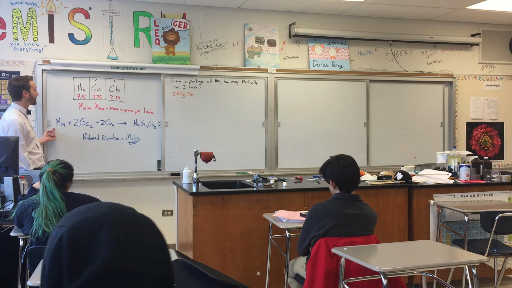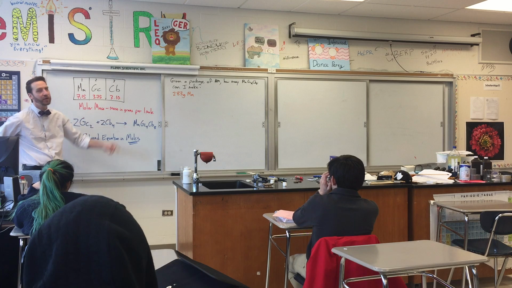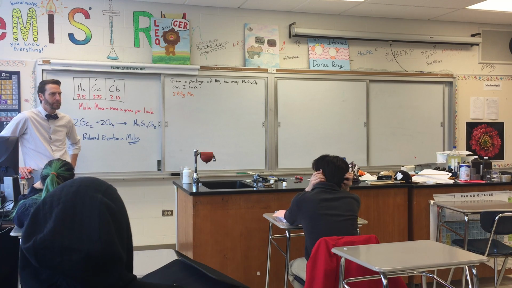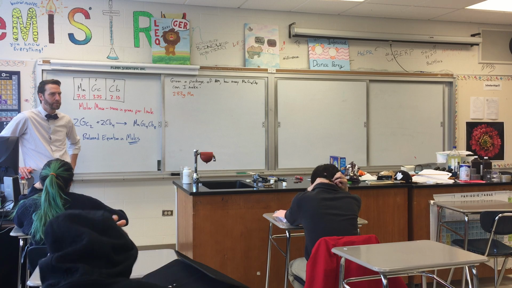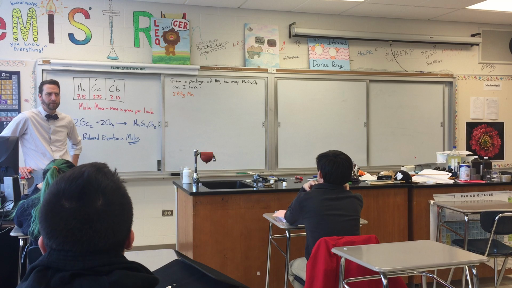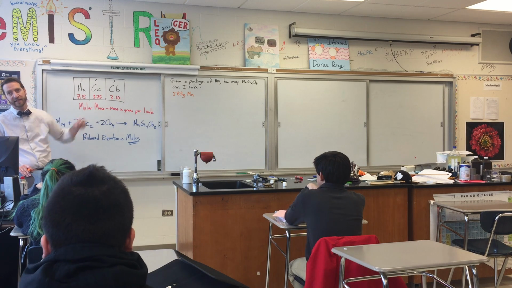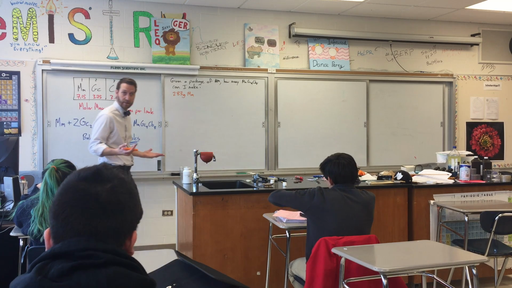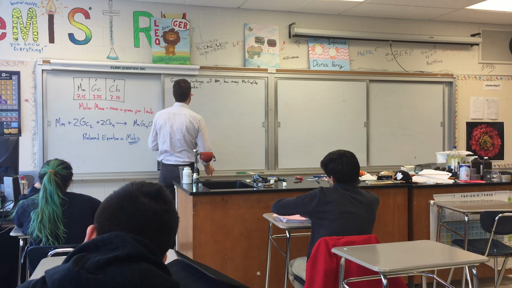So this should be easy, right? 1 marshmallow, 1 s'more, 283 grams of marshmallows, 283 grams of s'mores, right? No. Why not? Because this is in moles, that's in grams. So you have to convert it. So first we got to convert it to moles. How do we do that?